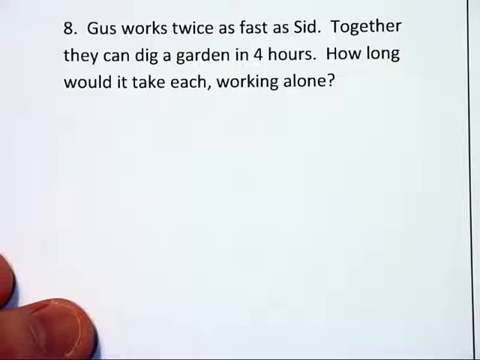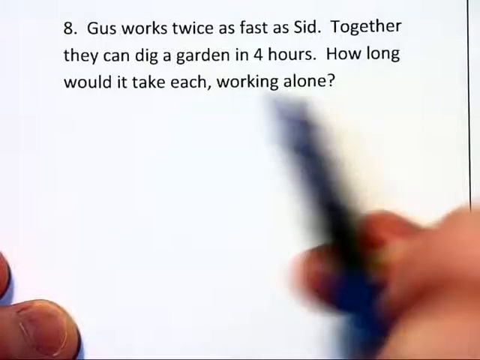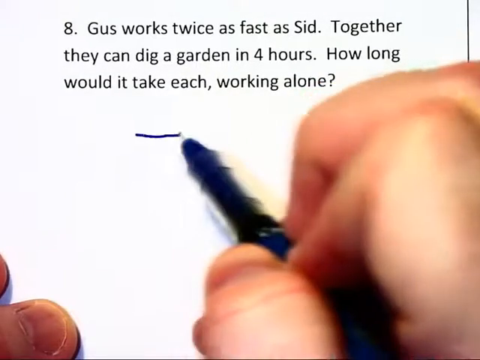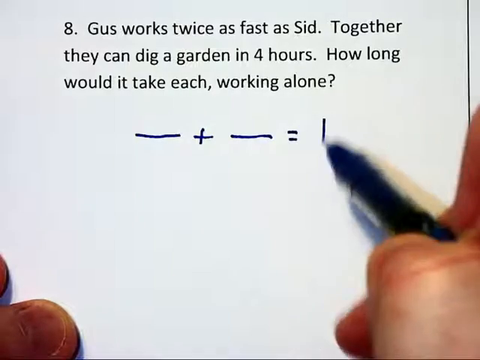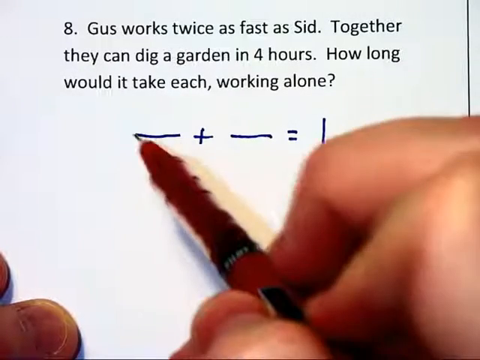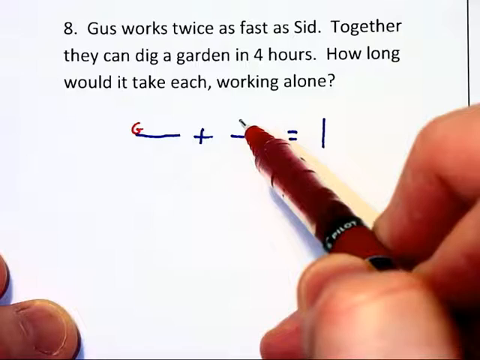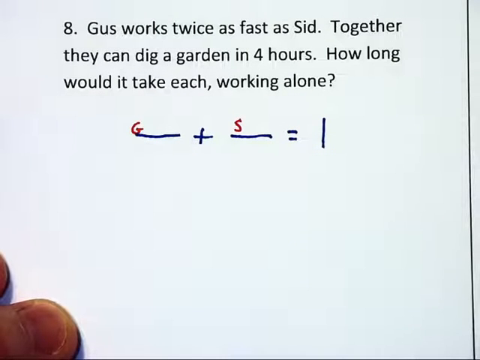In this next problem, we have Gus working twice as fast as Sid, and together, here's one of these together problems. So here we go, fraction plus fraction equals 1. There's my total job being done. This will be G for Gus, that'll be S for Sid, so I know what's going on.